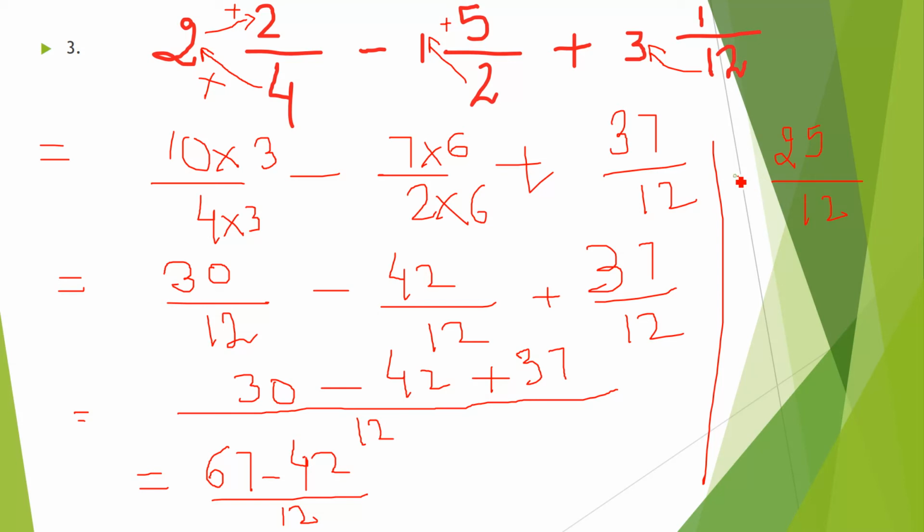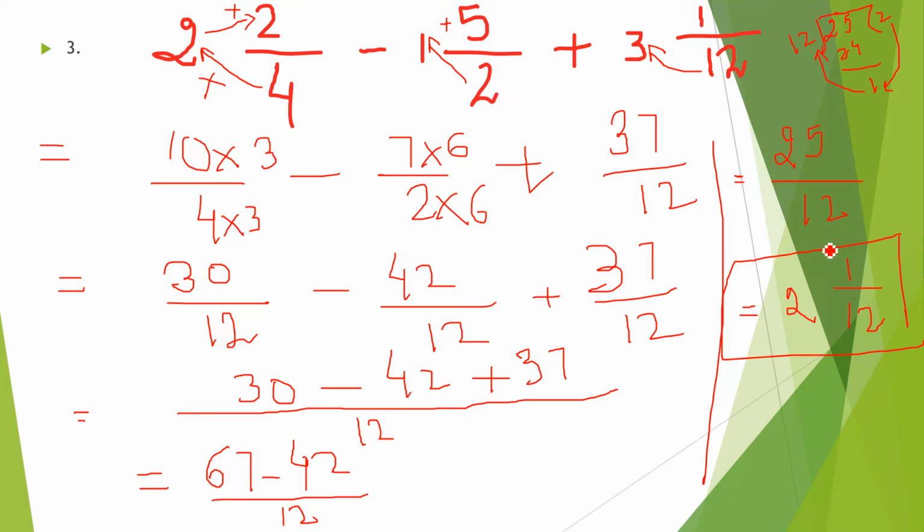See, this is improper. The numerator is greater, so when we divide it, it will be equal to 2 whole number 1 over 12. This is your answer. But I will show you how I did this. Very simple. You have to divide. See, 25 and then with 12. 12 times 2 is 24. And then 1 is remaining. So you have to write down 2 whole number 1 over 12.